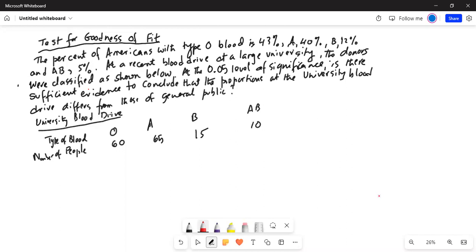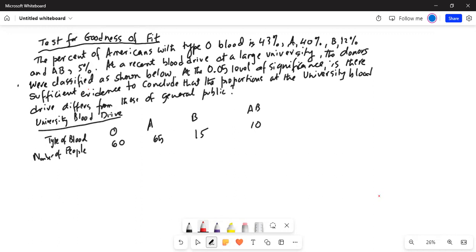The percent of Americans with type O blood is 43%, A is 40%, B is 12%, and AB is 5%. So 43 plus 40 is 83, plus 12 is 95, plus AB 5% is 100. At a recent blood drive at a large university, the donors were classified as shown below. At the 0.05 level of significance, is there sufficient evidence to conclude that the proportions of the university blood drive differ from those of the general public?